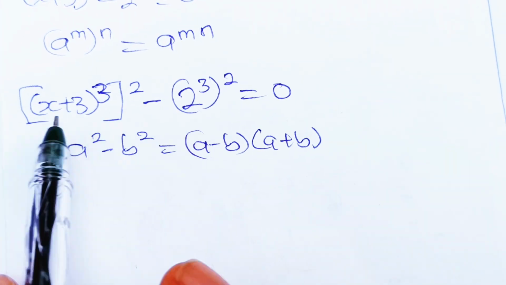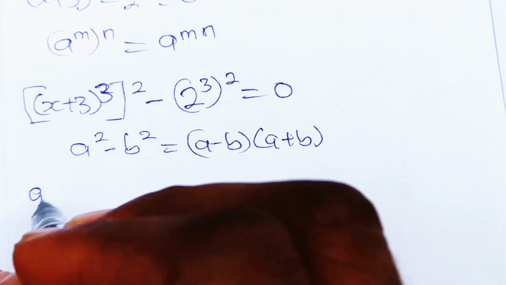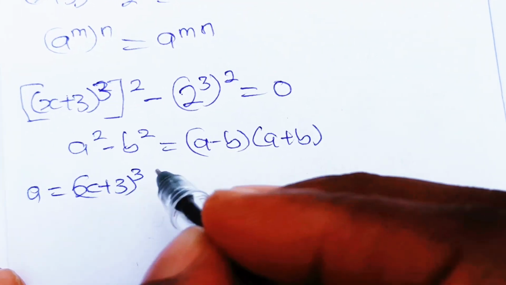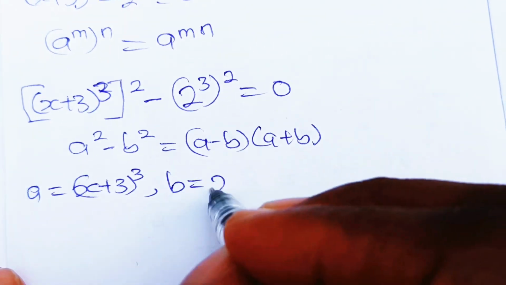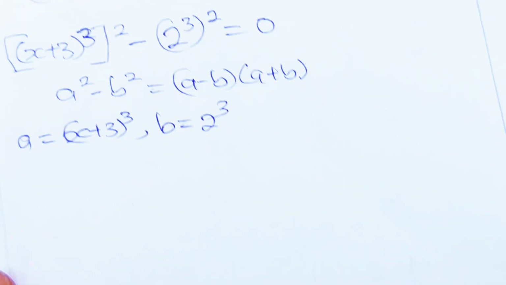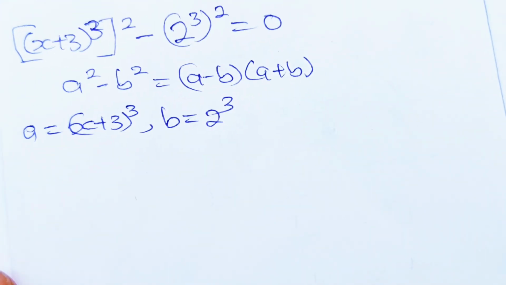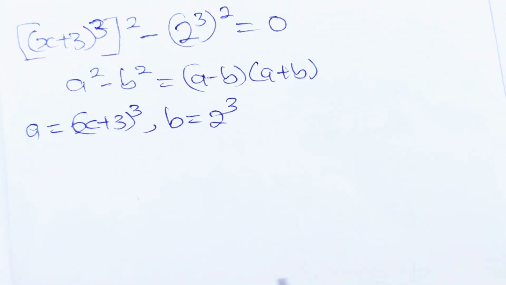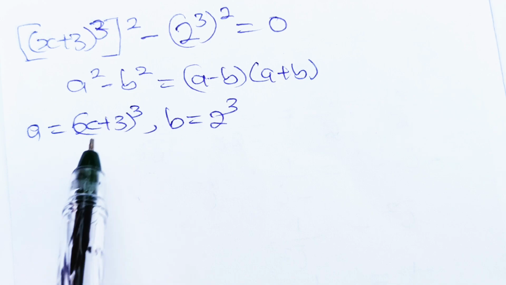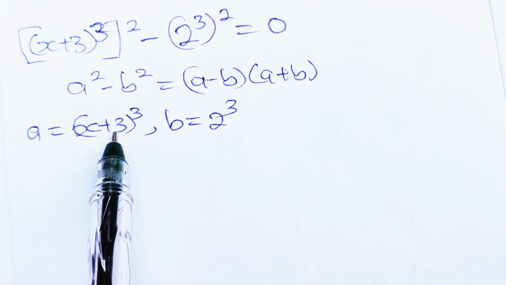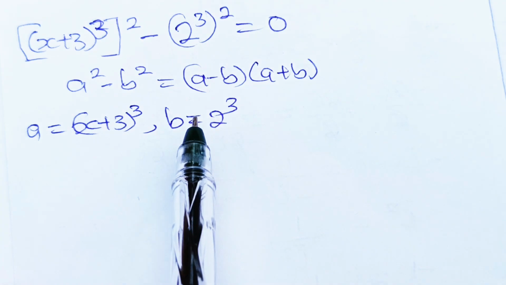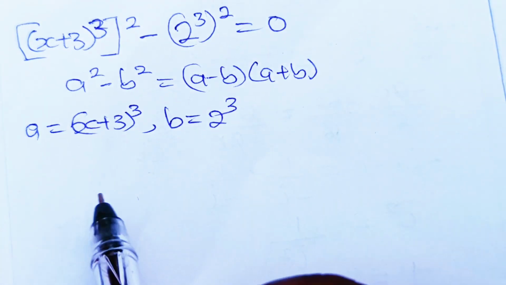Now, when you look at what we have here, our a is equal to (x + 3)^3, and our b is equal to 2^3. So I want you to look closely at how we do this so that you follow very well and understand. All right. Now, this is our a, so it's going to be this minus this multiplied by this plus this. So we go ahead and do that.